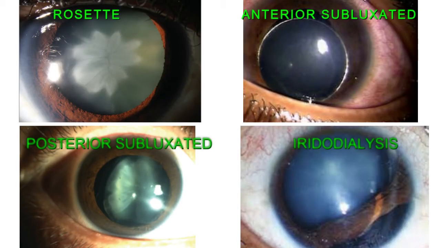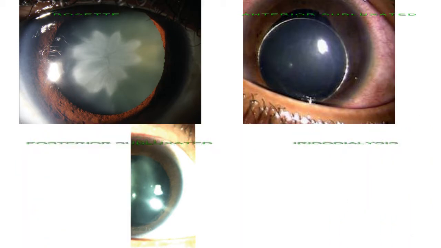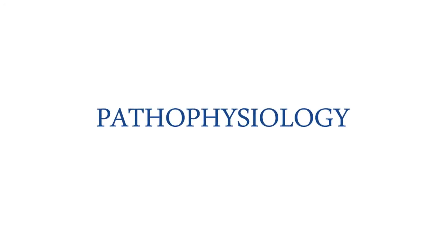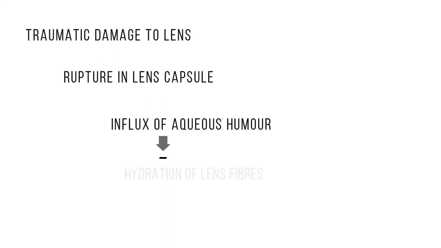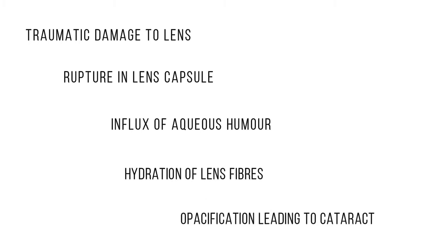Now let's take a look at trauma and its sequelae. Trauma can lead to rosette cataract. It can cause anterior or posterior subluxation and iridodialysis. The pathophysiology: traumatic damage to the lens causes rupture of the lens capsule, leading to influx of aqueous humor, which causes hydration of lens fibers, leading to traumatic cataract.